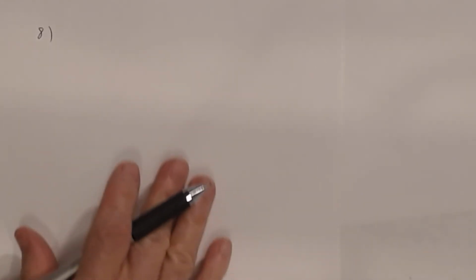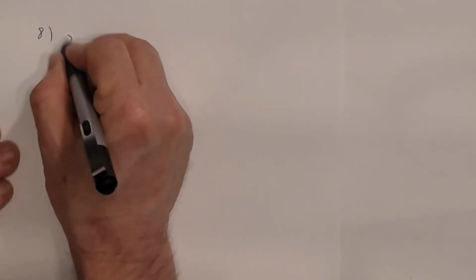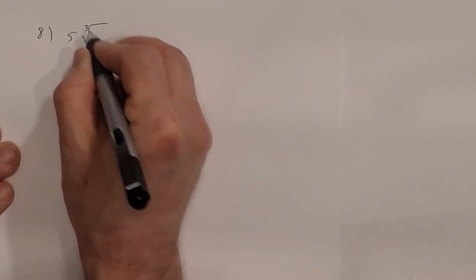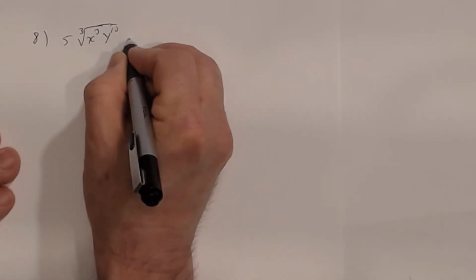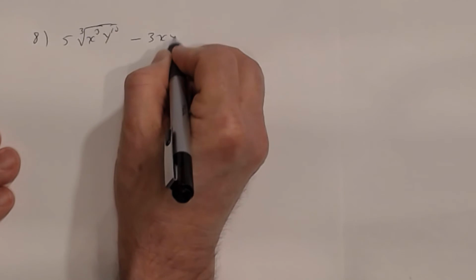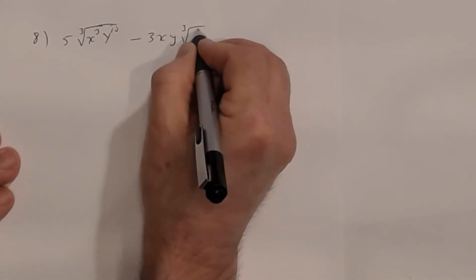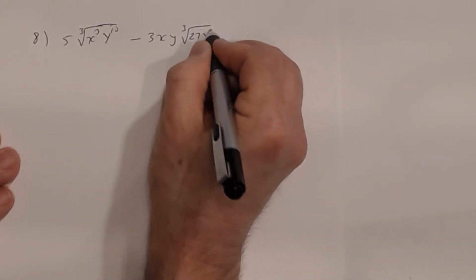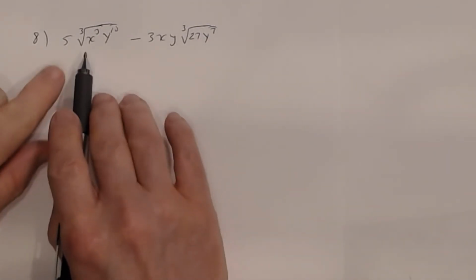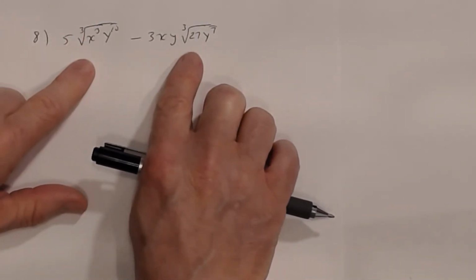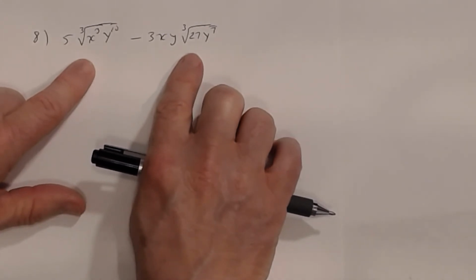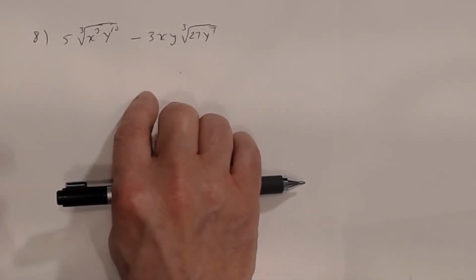Okay, number 8. All right, you have 5 times the cube root of x to the third y to the 10th minus 3xy times the cube root of 27 y to the 7th. Okay? All right. Now let's go off to the side. So you have two terms. You notice right away they don't look alike, but you've got to try and simplify. So you've got to simplify first and see if you can combine anything.